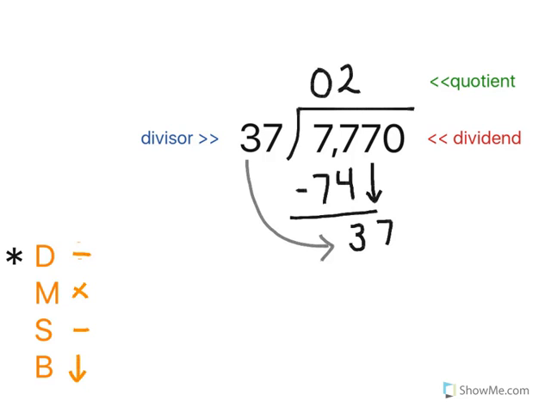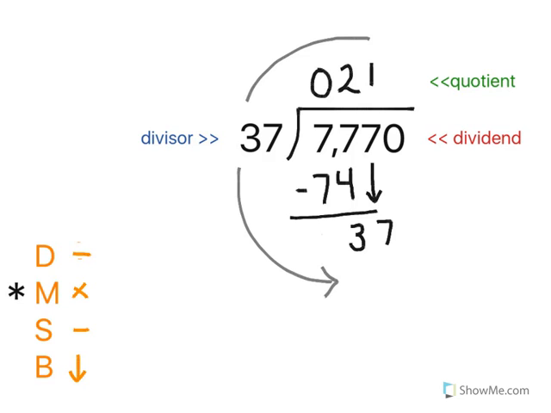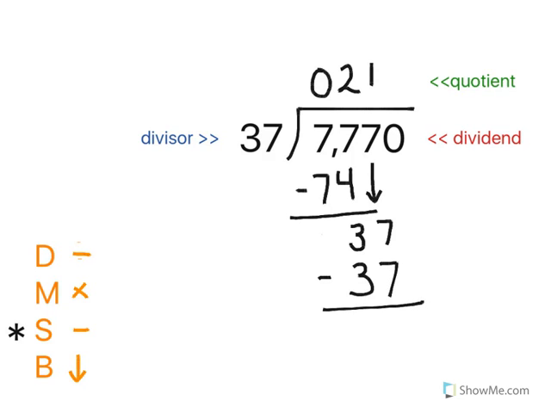So I ask myself how many times my divisor, 37, goes into this new 37. I know that that's 1 time, so I write a 1 directly above the digit that I just brought down. I multiply that 1 times 37 to get 37, and then I subtract 37 minus 37 to get 0.